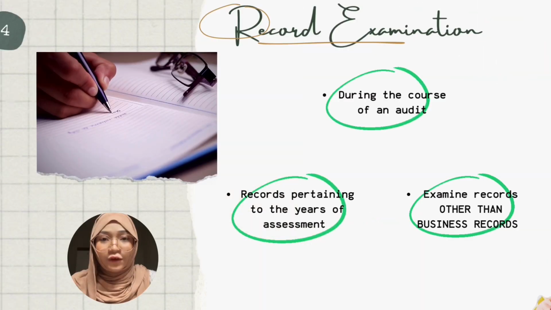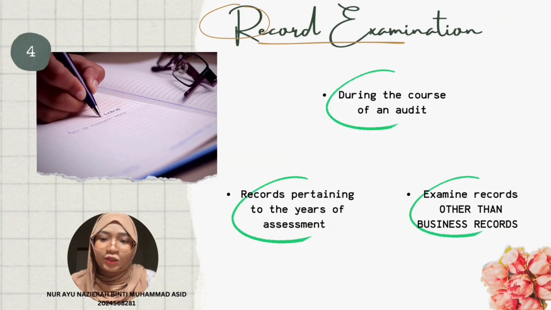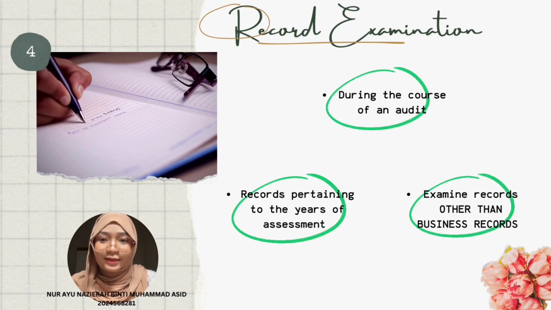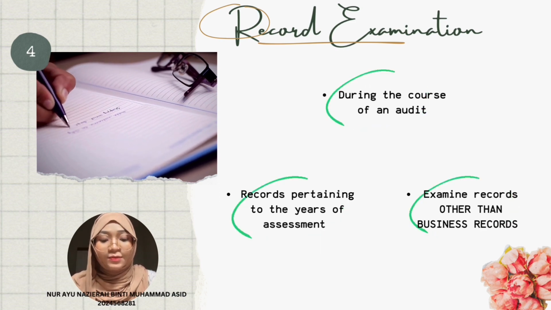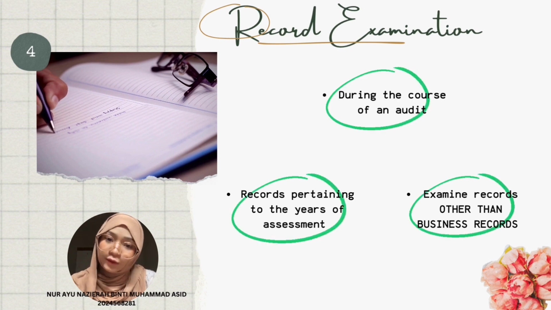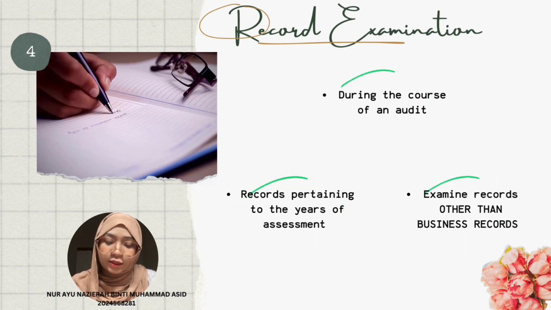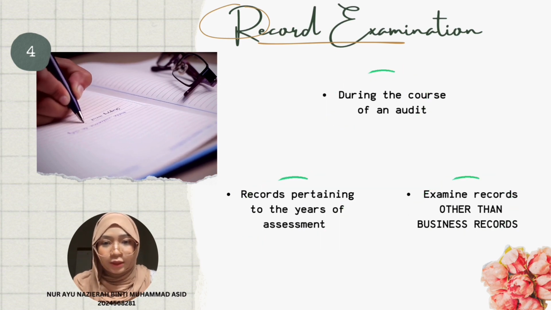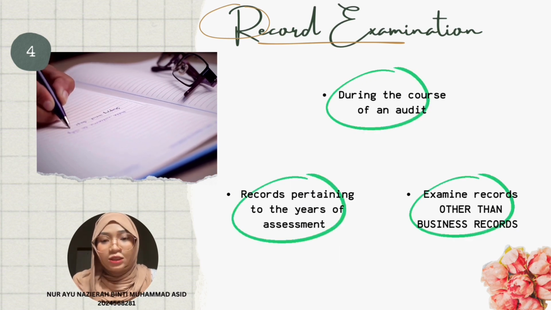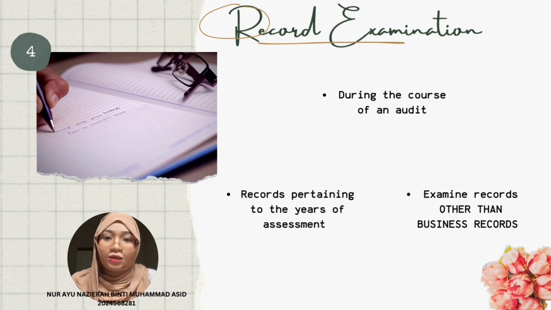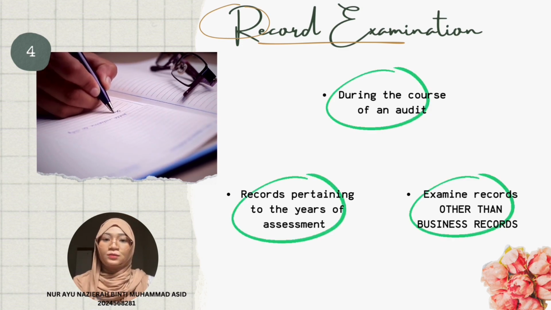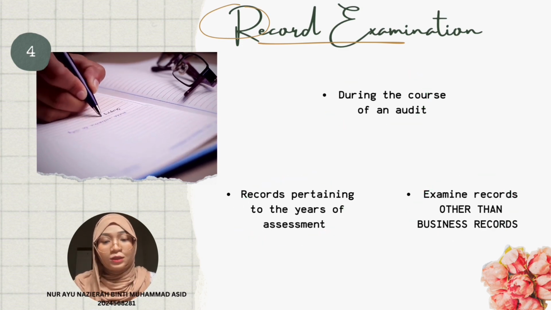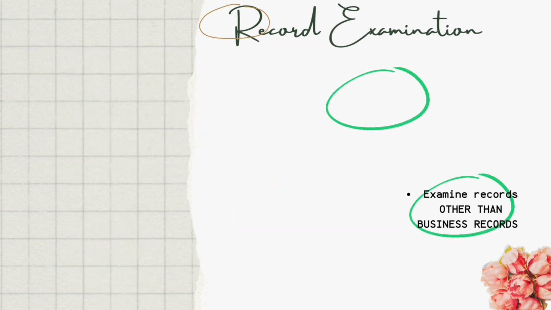During the course of an audit, the audit officer should be allowed to examine all business records and to inspect stock and equipment physically for verification of the claim made. Records pertaining to the year of assessment which are already time barred will not be examined. In certain circumstances, there may be a need to examine records other than business record where it involves the audit of sole proprietorship and partnership.